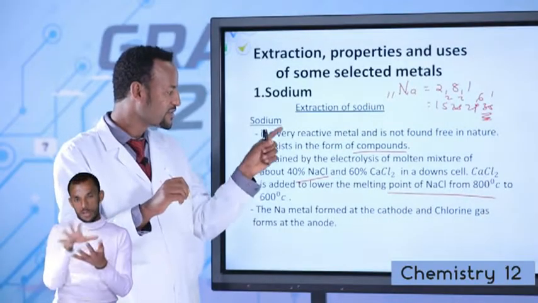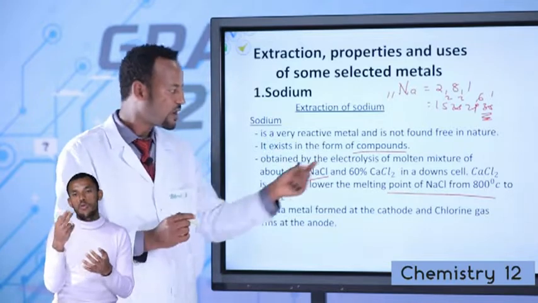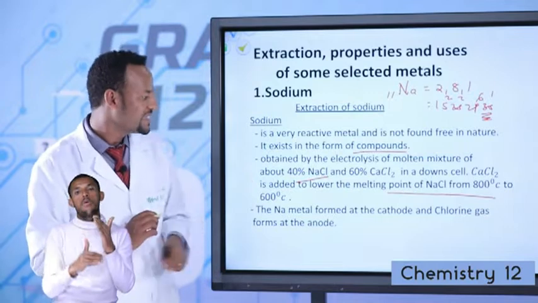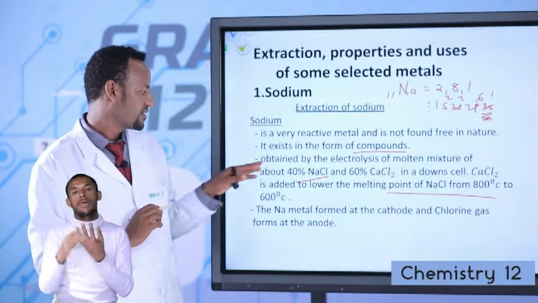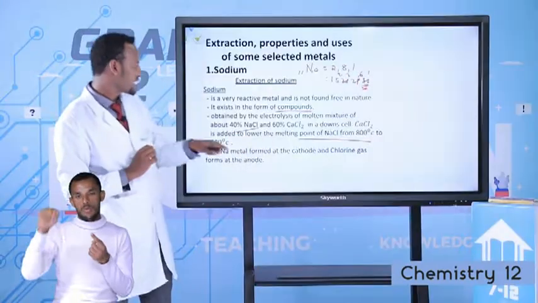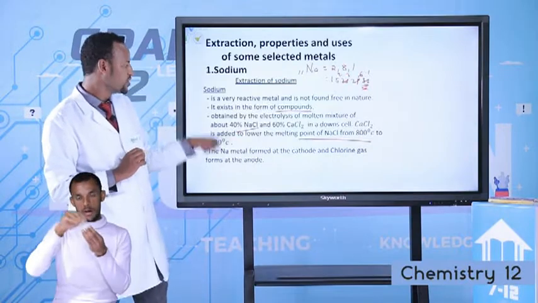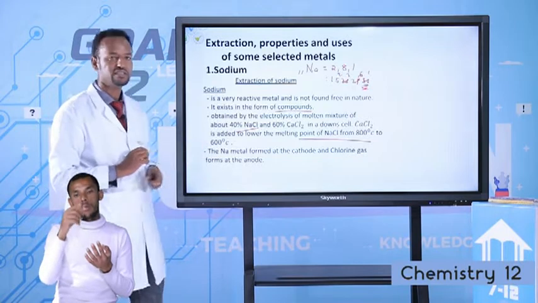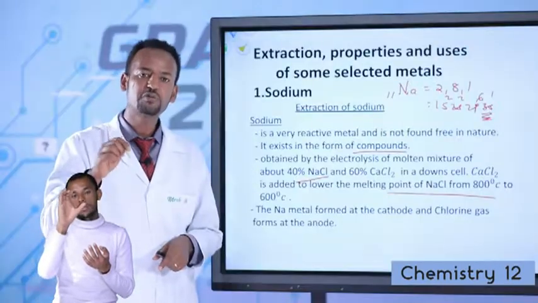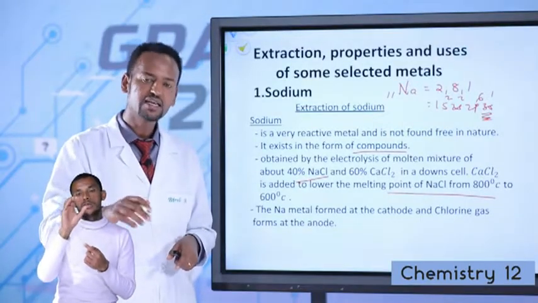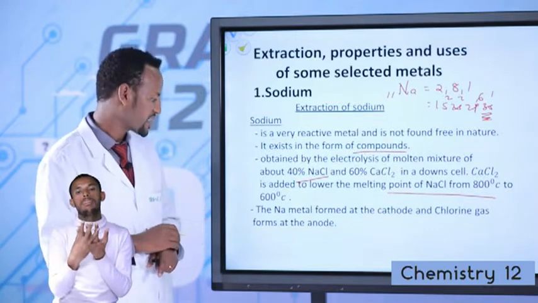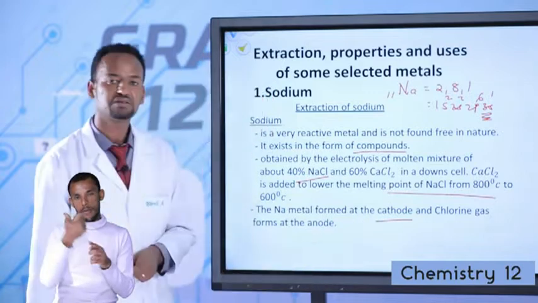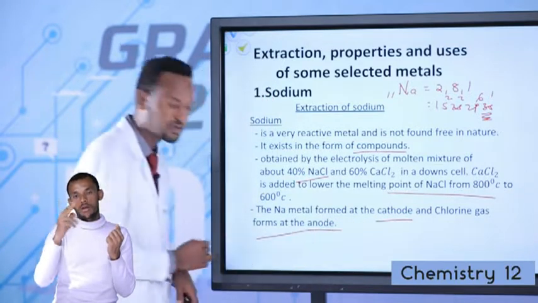The extraction of sodium uses which compound? Sodium chloride. Why do we add calcium chloride? Because it lowers the melting point of sodium chloride. Calcium chloride is added to lower the melting point of sodium chloride from 800 degrees Celsius to 600 degrees Celsius. Therefore, the purpose of calcium chloride is to decrease the melting point of sodium chloride. The sodium metal is formed at the cathode and chlorine gas is formed at the anode.